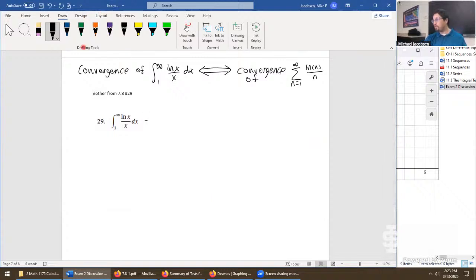Here's how we're going to run this one. We're going to say it's the limit as n runs off to infinity. Excuse me, not n, got my thoughts conflicted. T goes off to infinity. Integrating from 1 to t, natural log x over x dx.